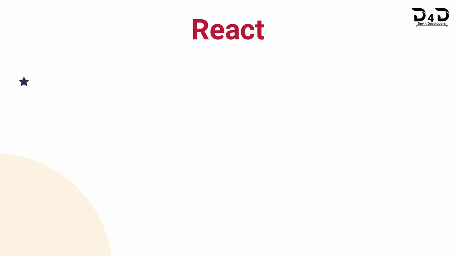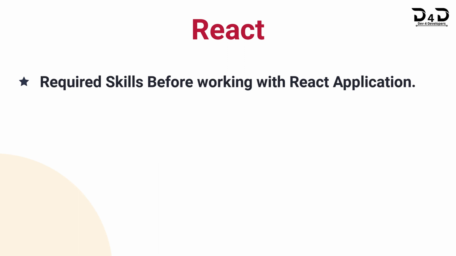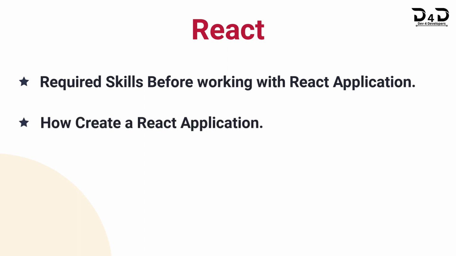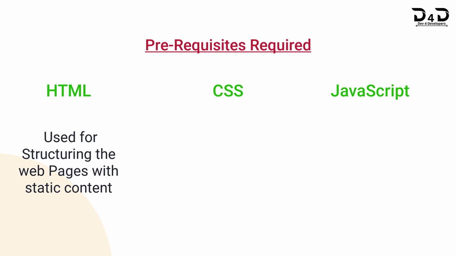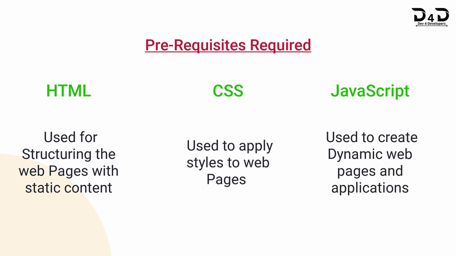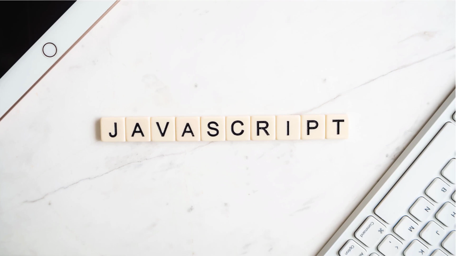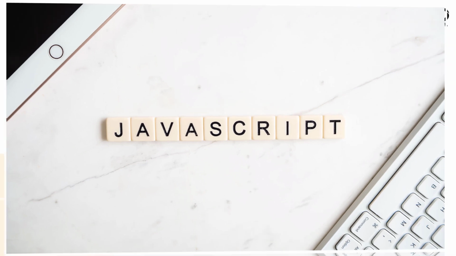In this video, I will tell you what the pre-required skills are before working with React.js, how to start a React.js application, and how the React application will work. The pre-required skills before working with React.js are HTML, CSS and JavaScript. HTML is used to structure the web page, CSS is used to style that web page, and JavaScript is used to apply dynamic effects to that website. Basic skills in these three will lead you to work with React.js. Here, JavaScript plays a major role in React to make dynamic websites.